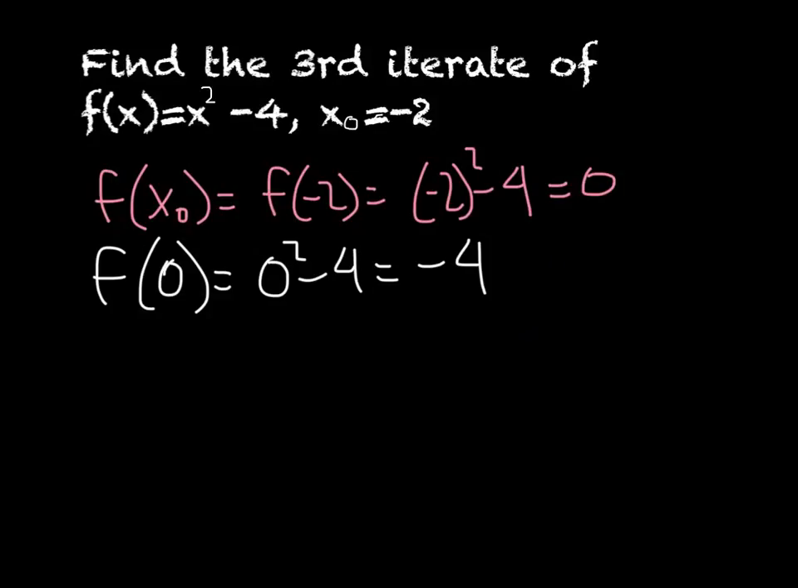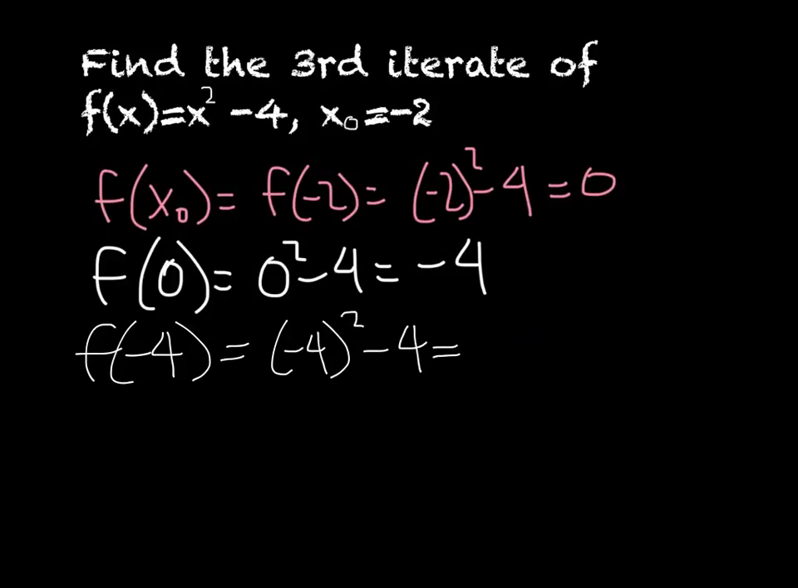And now we're going to take our negative 4 and plug that in. So f of negative 4 equals negative 4 squared minus 4, which is 16 minus 4, or 12. And now we have that 0 is the first iterate, negative 4 is the second, so 12 is the third iterate.